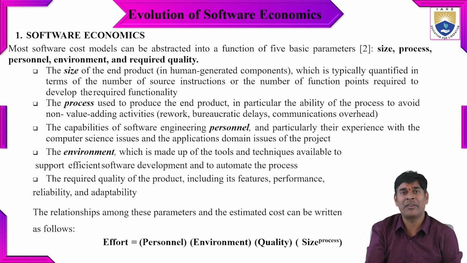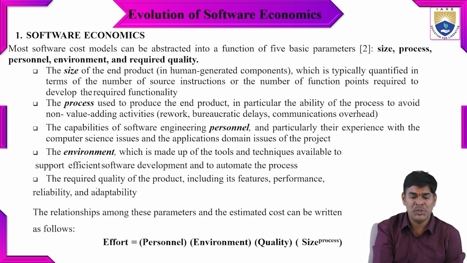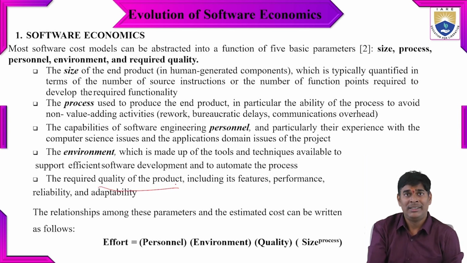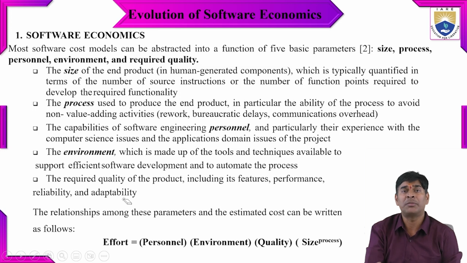The main required quality of the product includes its features, performance, reliability, and adaptability. So mainly we need to check the quality of the product. For each and every product we need to check the quality. How can we measure this quality? Based upon the features: how many features are available in the software, and what the performance, reliability and adaptability are. Not only this, we can have the availability and the capability. These are the main features of the quality of any software product.